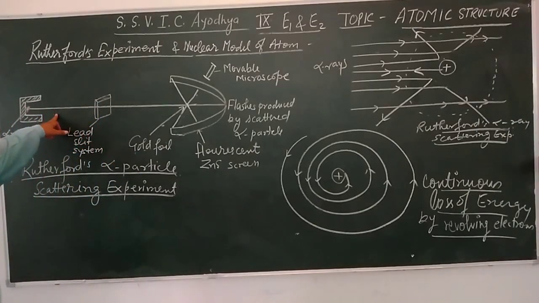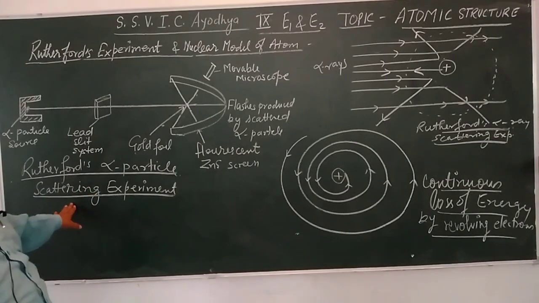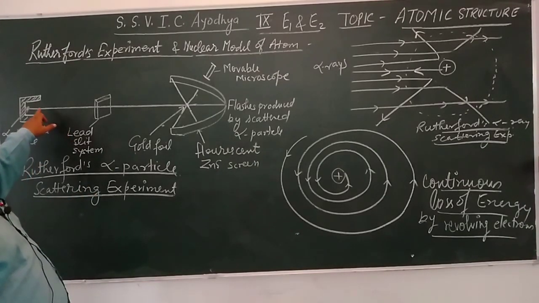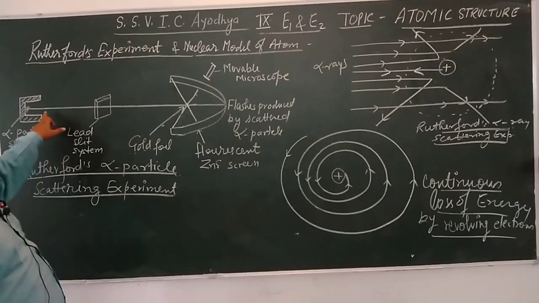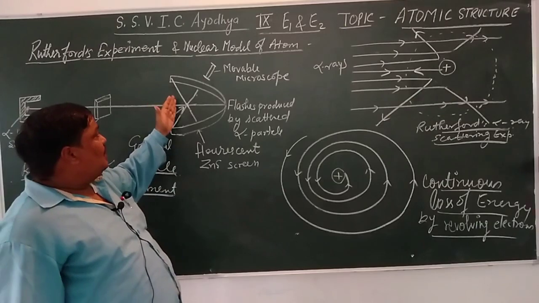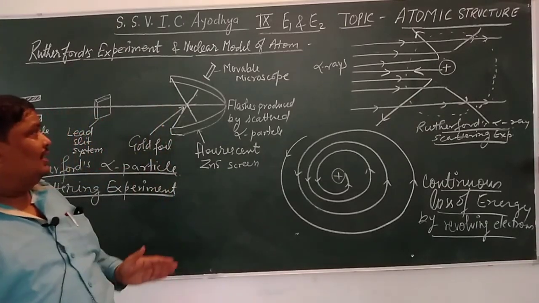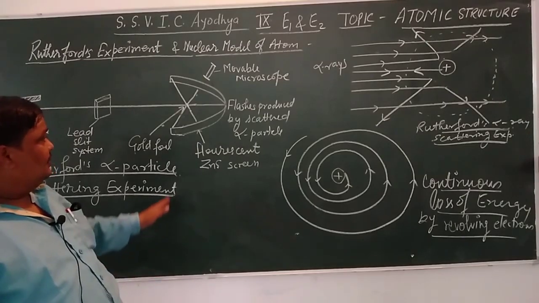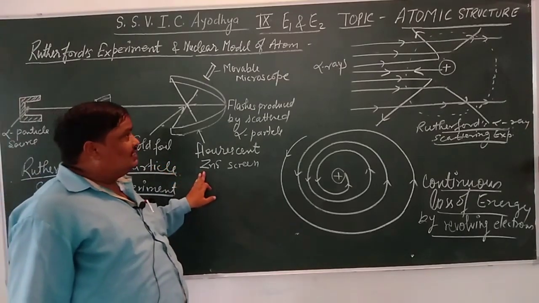Rutherford performed an experiment that is called the alpha particle scattering experiment, in which he used an alpha particle source from which the alpha rays arise and are passed through the gold foil and observed by a movable microscope with a fluorescent zinc sulfide screen.